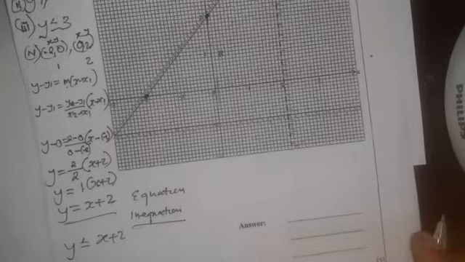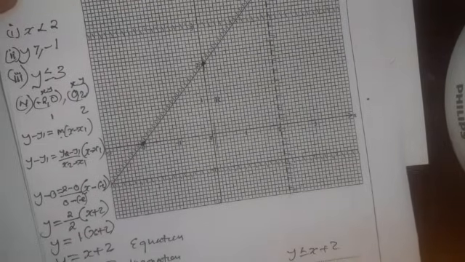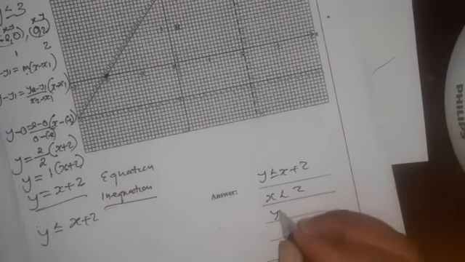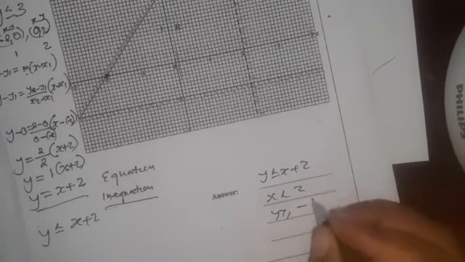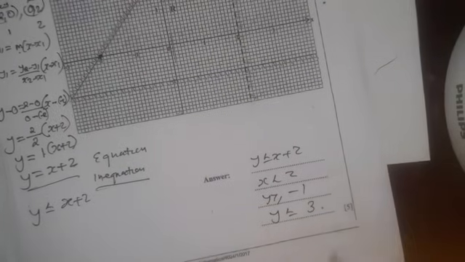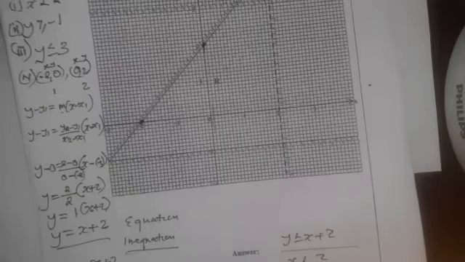So the first one, 1, 2, 3, 4. So we have y is less or equal to x plus 2. Alright? Then the first one that we got is x is less than 2. Then we also got y is greater or equal to negative 1. Then we got y is less or equal to 3.